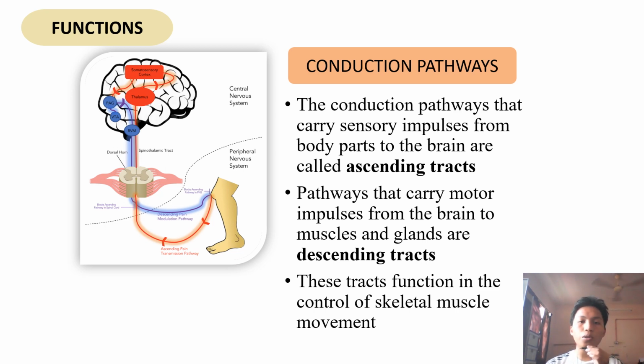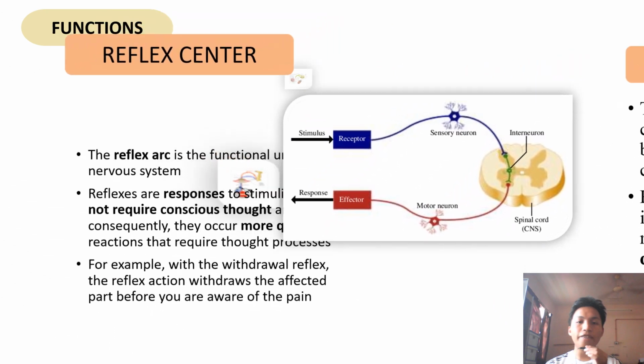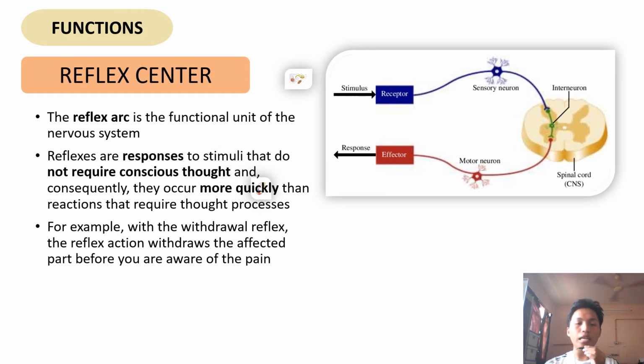Then we also have the reflex center. The reflex arc is the functional unit of the nervous system. Reflexes are responses to stimuli that do not require conscious thought, and consequently they occur more quickly than reactions that require thought processes. For example, with the withdrawal reflex, the reflex action withdraws the affected part before you are aware of the pain.